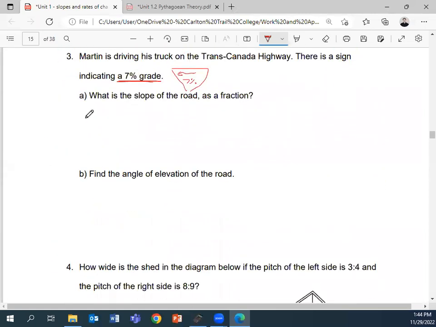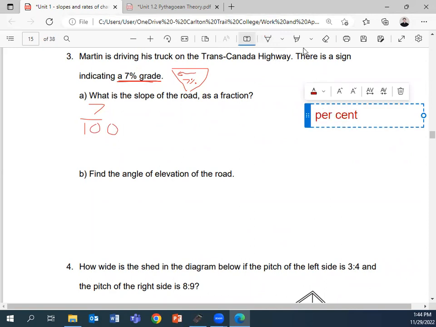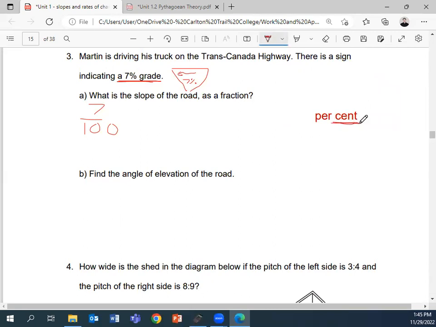You're right, that's exactly it. 7 over 100, right? 7%, right? Percent. Cent means 100, right? It takes 100 pennies, 100 cents to get $1. So this means something, I'm going to put X there, over 100. So 7% is 7 over 100. Makes sense how I got that, right? Cool, okay, that's my slope.